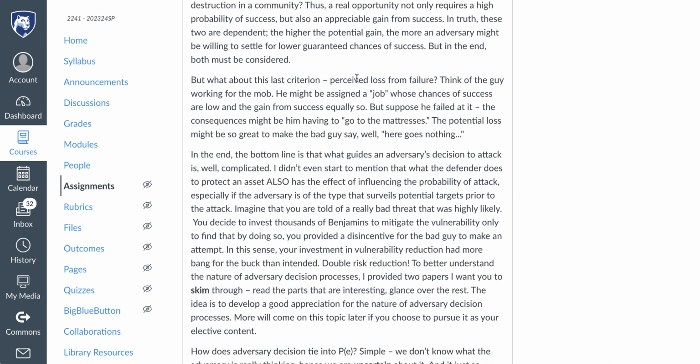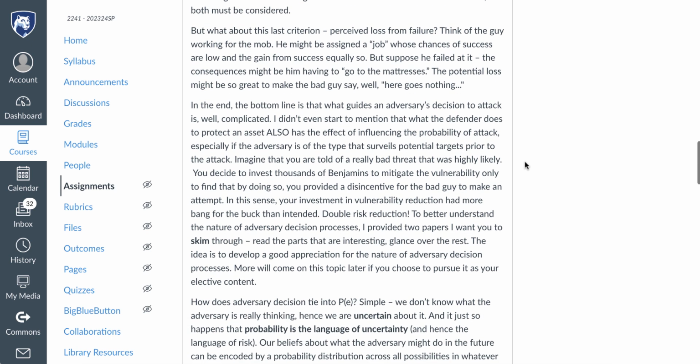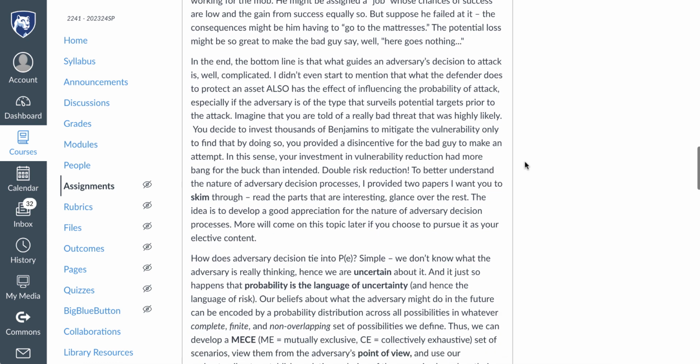But what about this last criterion? Perceived loss from failure. Think of the guy working for the mob. He might be assigned a job whose chances of success are low and the gain from success is equally low. But suppose that in case he failed at it, the consequences might be him having to go to the mattresses, right? The potential loss might be so great as to make the bad guy say, well, here goes nothing, right?